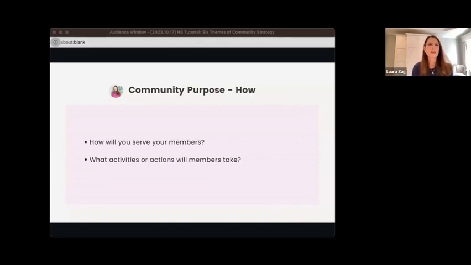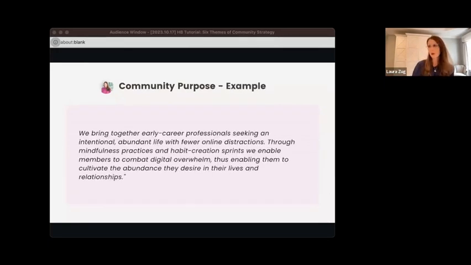The next piece is kind of the what and the how will you serve your members, and what activities will people take together. And I've got an example for you at the end of what that can look like. And then equally important is your why. These are the individual results that a specific member will take. You're taking them from their point A to their point B, but it's also the collective impact of your community. Thinking really about your mission and how you can take your mission and bring others in the community alongside you to build a movement.